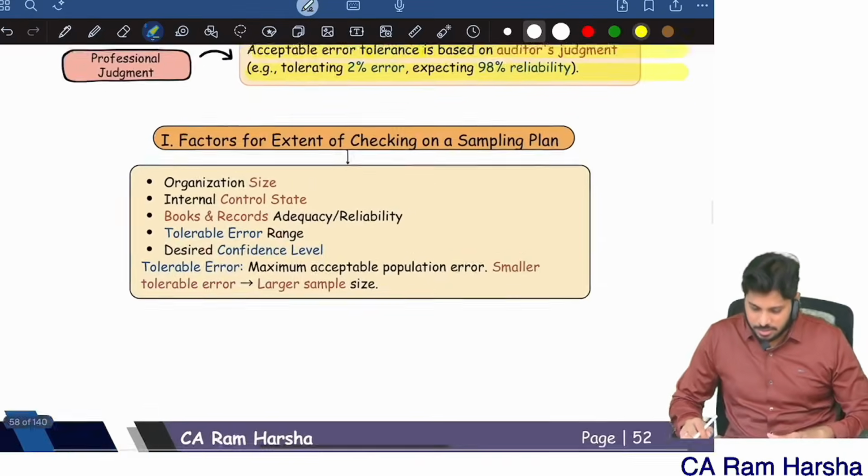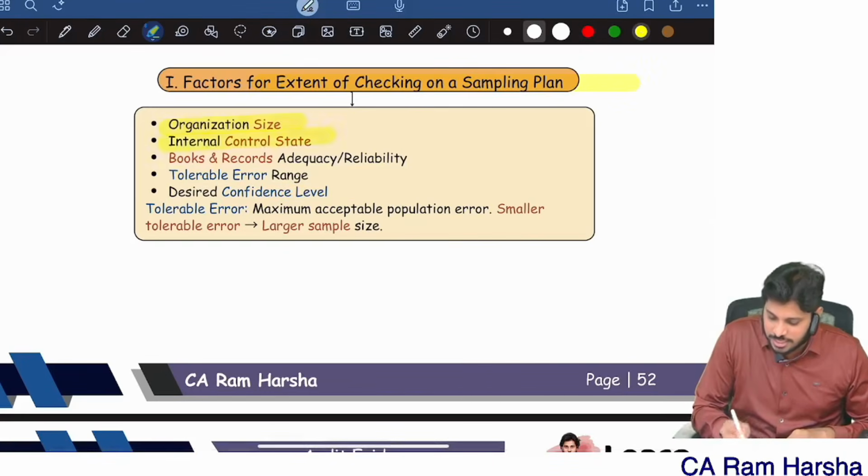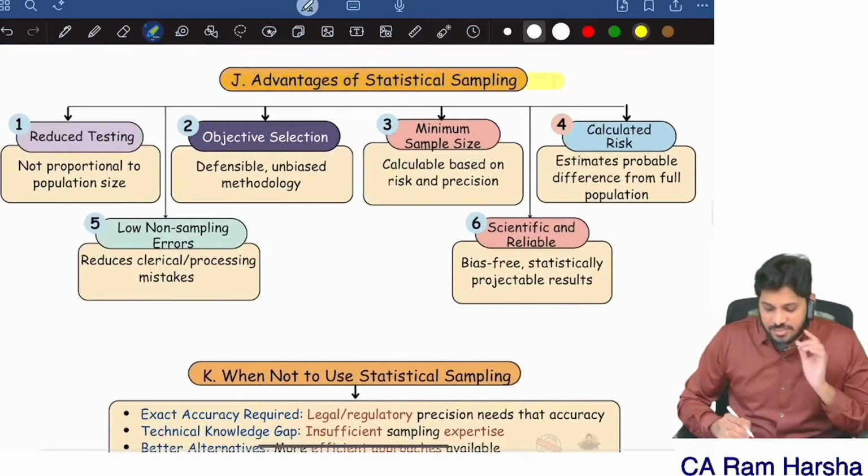Tolerable error, nothing but. Factors for extent of checking on a sampling plan. What factors? Size of the organization, internal control state, books and records, tolerable error, desired confidence. Easy. Next, advantages of statistical sampling.